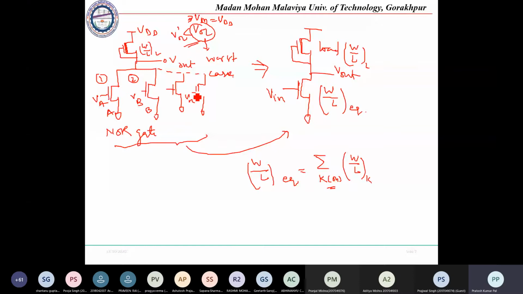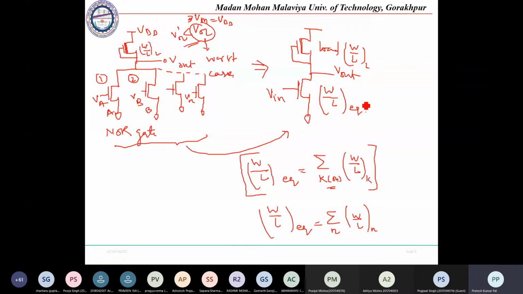Okay, so if n number of transistors are connected in parallel form, it will be this. So W by L equivalent will be the summation of, if all n are on at the same time, then W by L into n times.